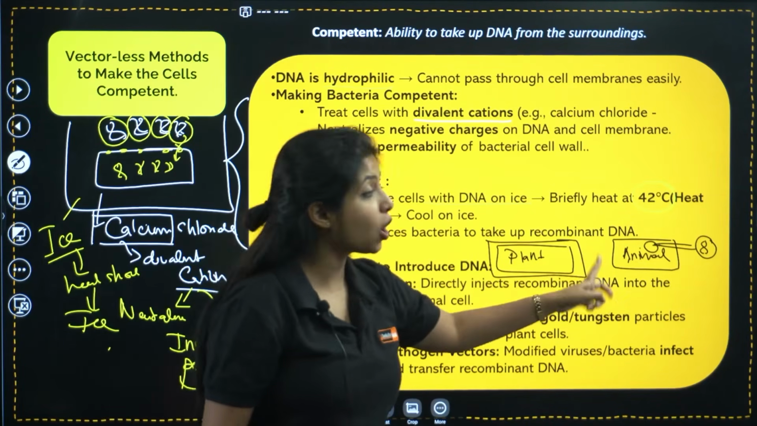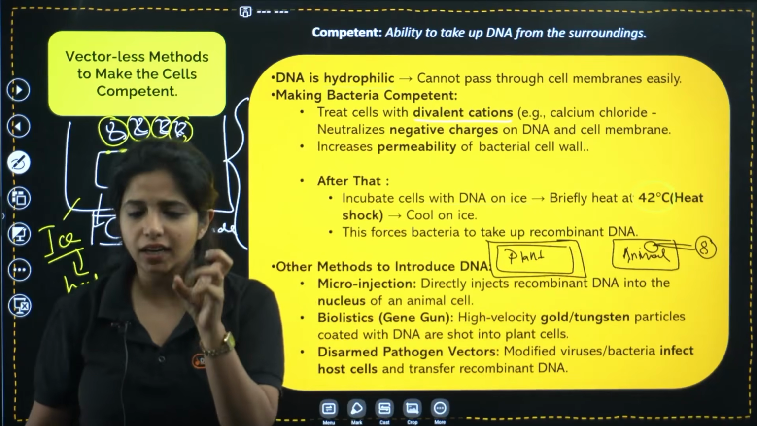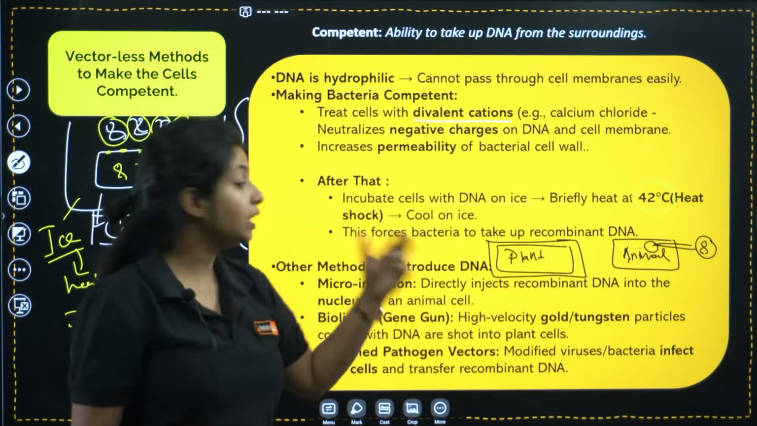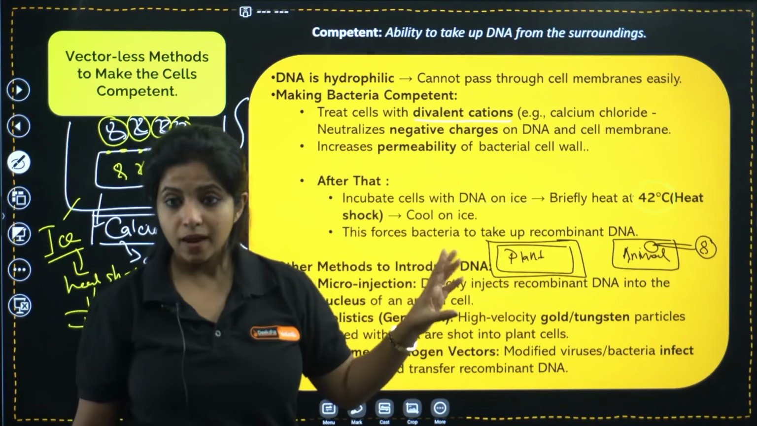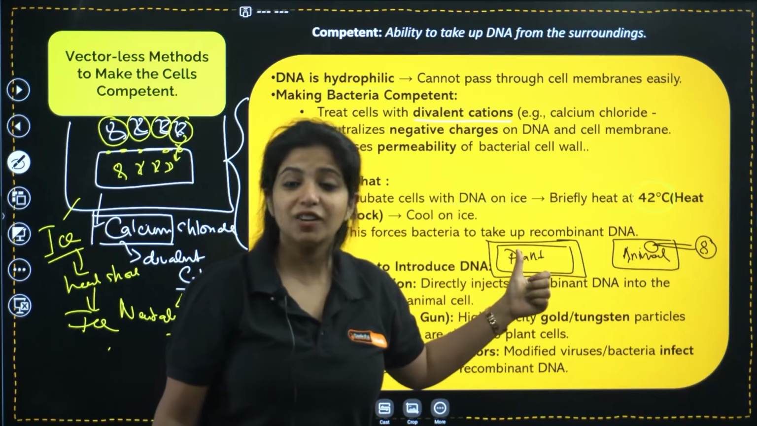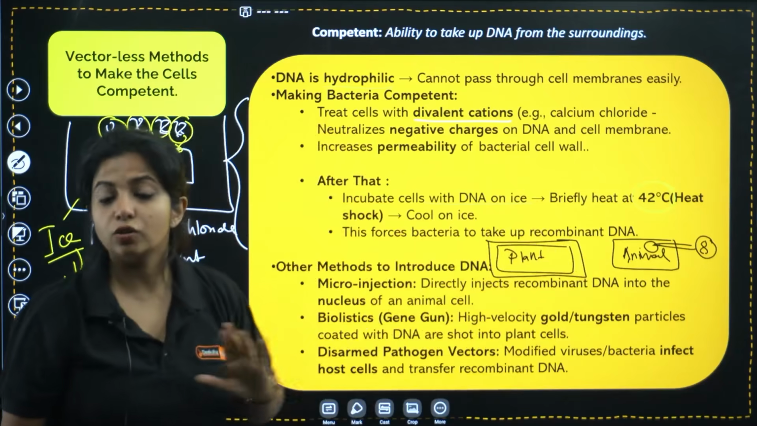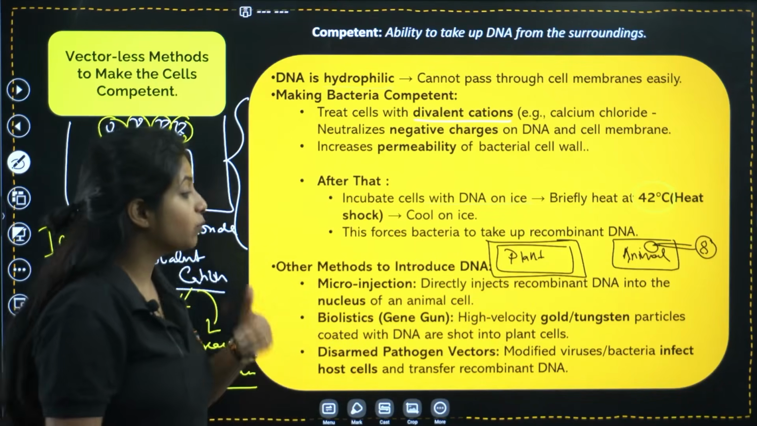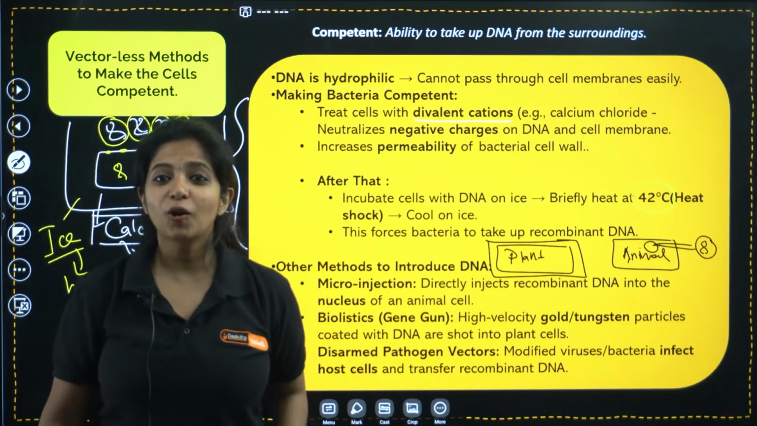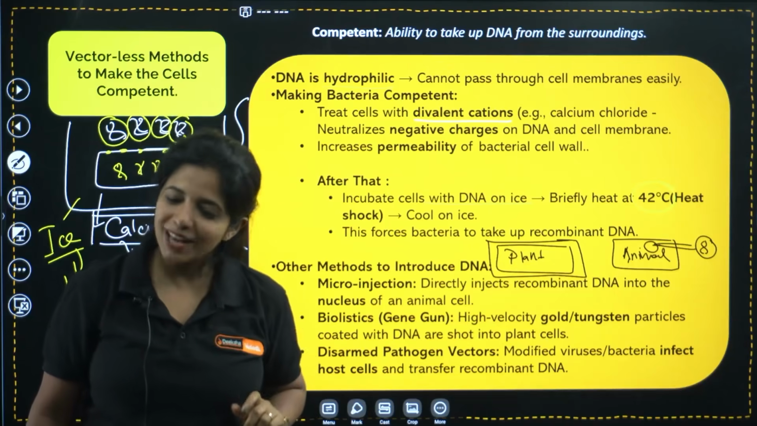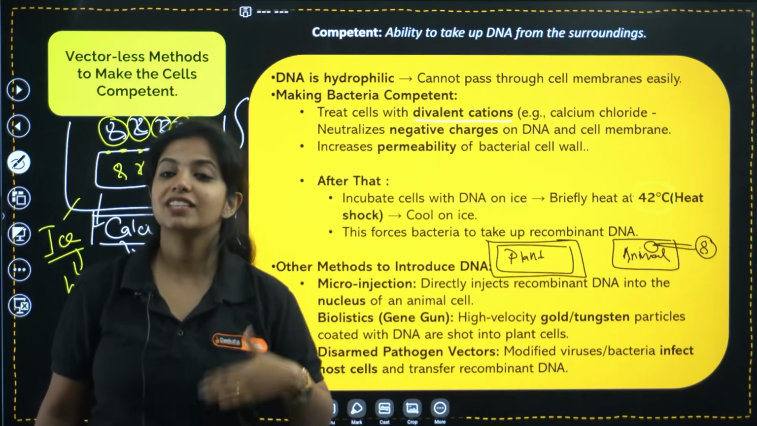It directly injects recombinant DNA, the new type of DNA that we have, the gene of interest that we have, into the nucleus of an animal cell. But can you do it with the plant cell? No. Why? Because the plant cell has a cell wall, which will not allow this thing to happen at all. So for that, what do you need? You need a gun. Oh my god, actually yes. What do you call this gun? You call this gene gun.